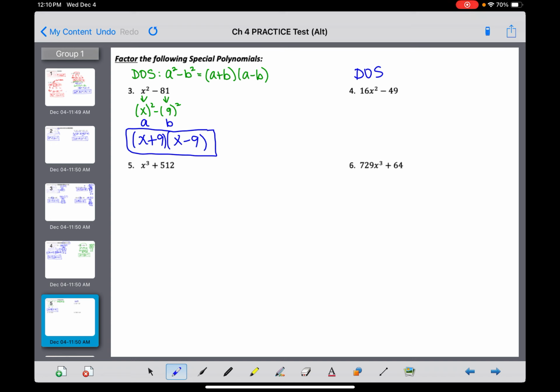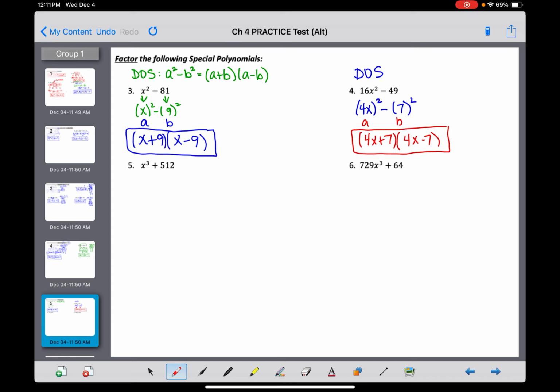So I just need to figure out my a and my b so that I can fill in my parentheses. The term that is being squared to make 16x squared is going to be 4x times 4x. The term that is being squared to make 49 is going to be 7. So now I've got my a and my b. 4x is a and 7 is b. I draw my two sets of parentheses, and it's 4x plus 7 and 4x minus 7. And that's it.